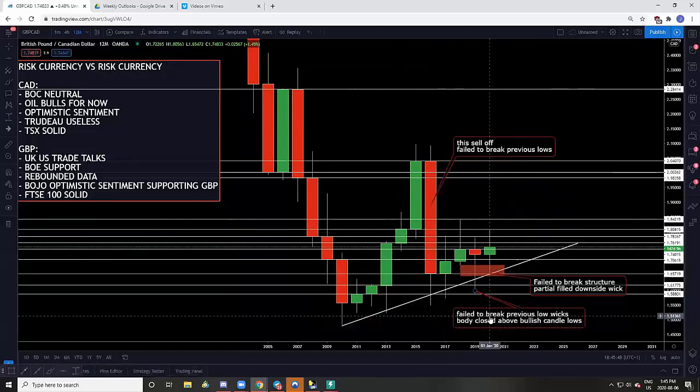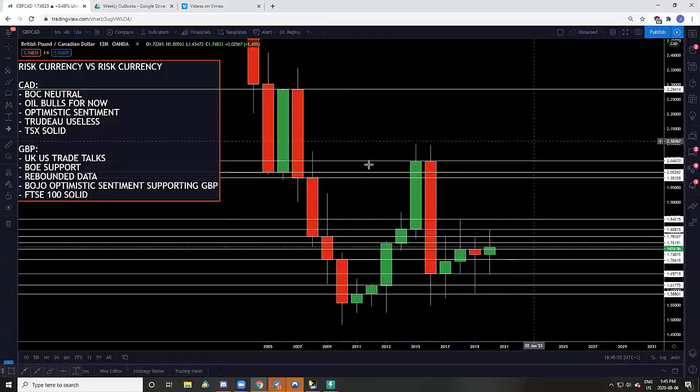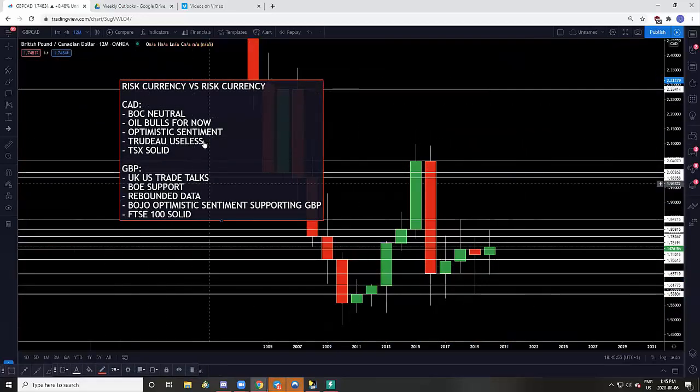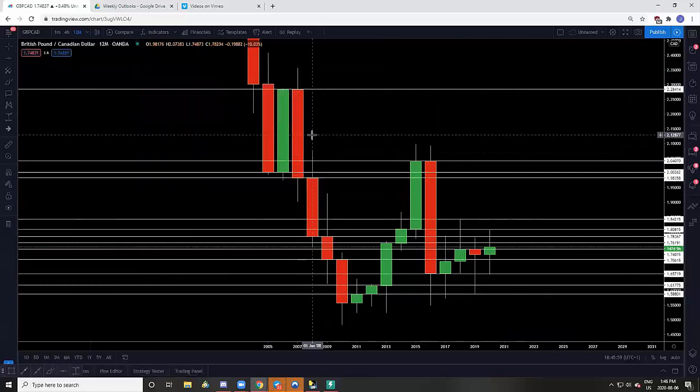So that's just what I was looking at as per some of the structure and mapping out some of the key levels, and some of the key main macro fundamental points I was also looking at. Respectively, both countries' inflations are nothing too spectacular.